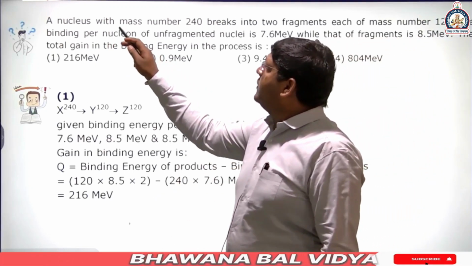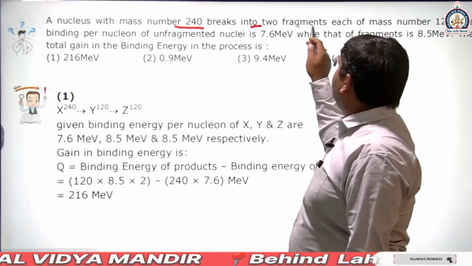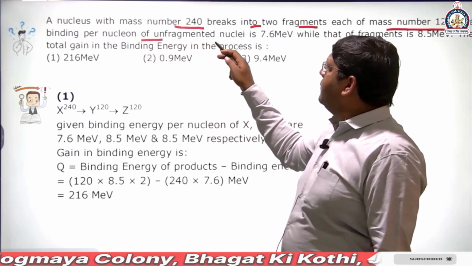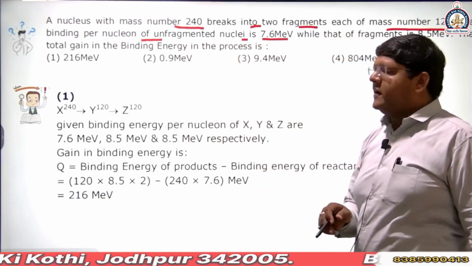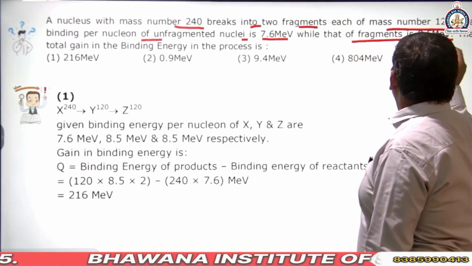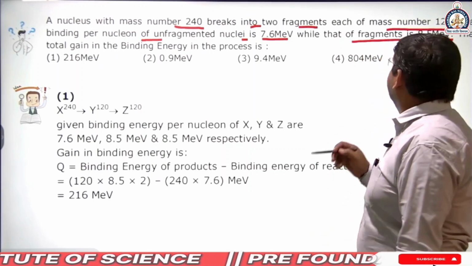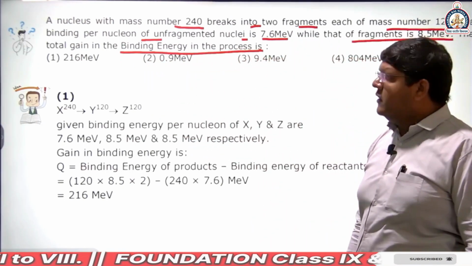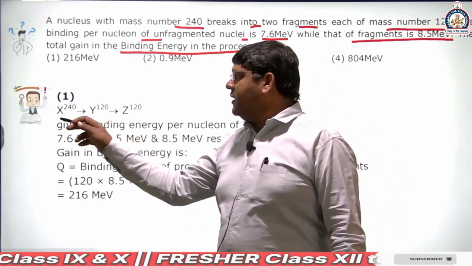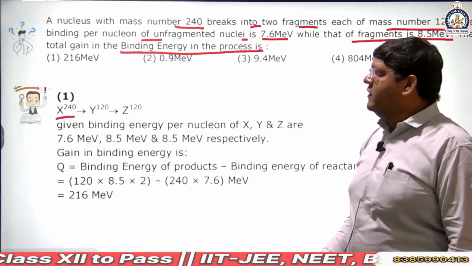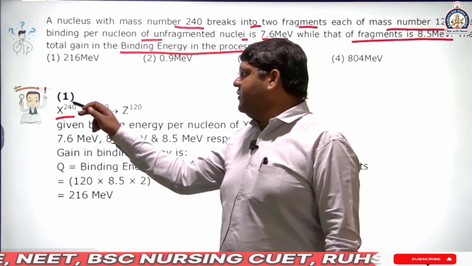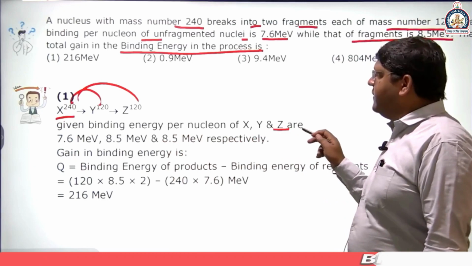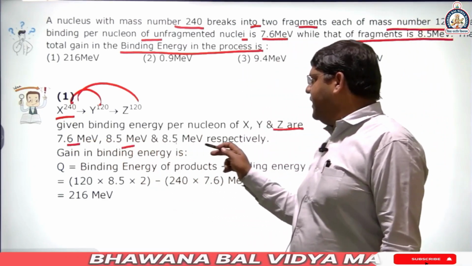The question says a nucleus with mass number 240 breaks into two fragments, each of mass number 120, and the binding energy per nucleon of the unfragmented nucleus is 7.6 mega electron volt, while that of each fragment is 8.5 mega electron volt. Now we have to calculate the total gain in the binding energy in the process. According to the question, an element X having mass number 240 splits into Y and Z of equal masses, 120 and 120. The binding energies are given as 7.6, 8.5 and 8.5 for X, Y, Z.